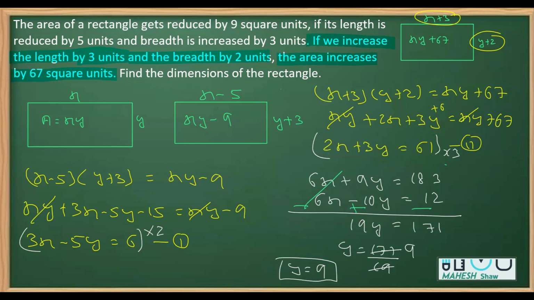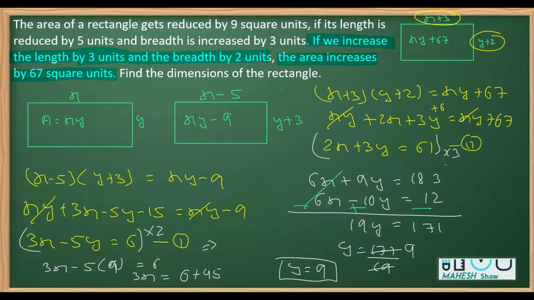Once we get the value of y, I'm going to get x. And for obtaining x, I'm using this equation. You can use either of them. So from here, what we can see, this is 3 times x minus 5 times y, and y is what? 9. So this is 9 is equal to 6. This implies we get 3x is equal to 9. This is how much? This is 45, right? On transposing to the other side, it's going to be positive 45.